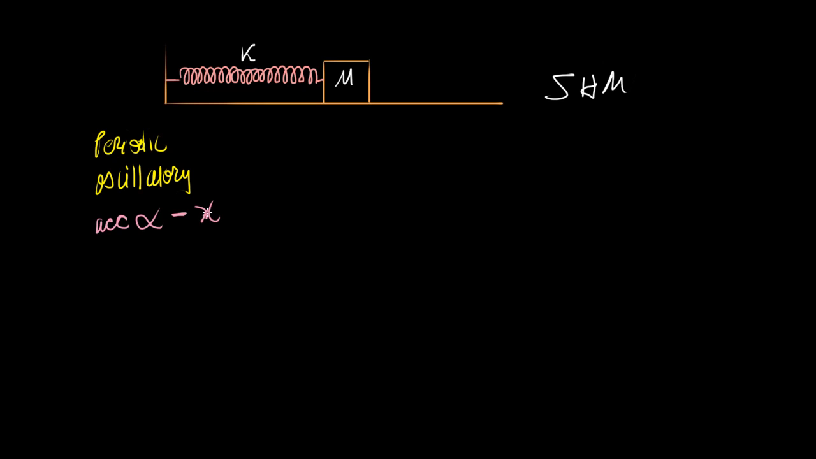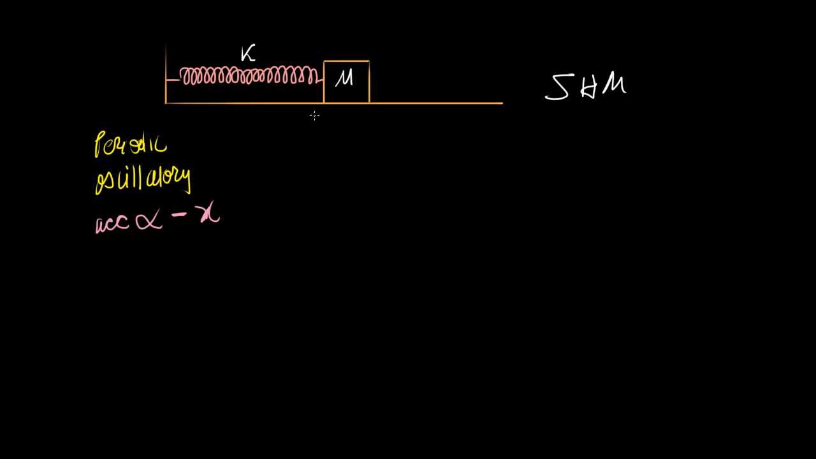I'll write x for displacement, and the negative sign is there to show that the acceleration is in the opposite direction to the displacement. This is a classical case of simple harmonic motion. If I pull this block in that direction, then there is a force acting on the block in this direction, so the acceleration will be towards the left. That is represented by this statement.